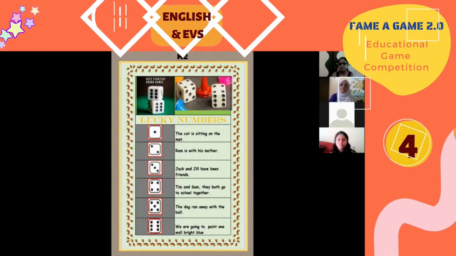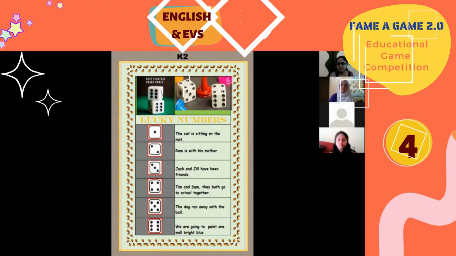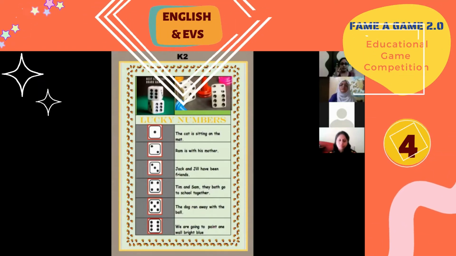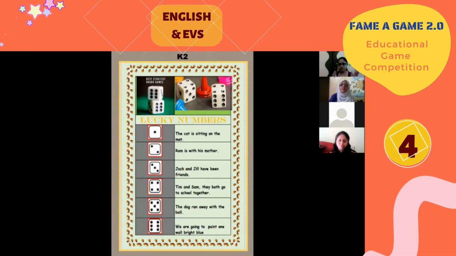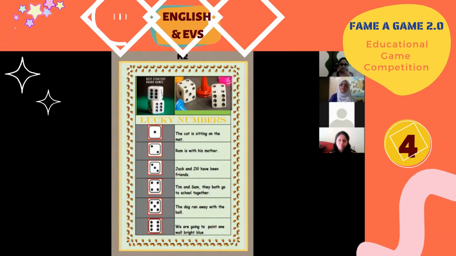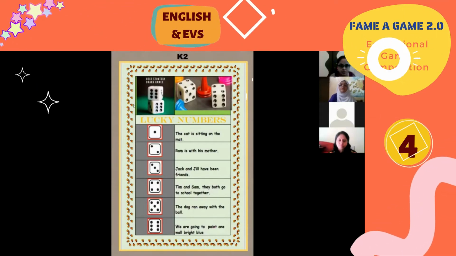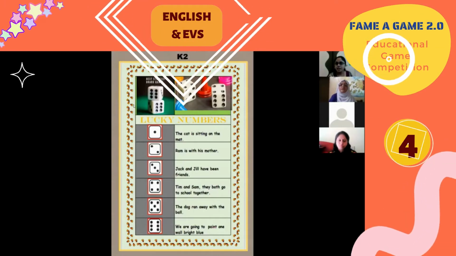This is the offline kind of version. When the school reopens, we will have a physical dice and the child will roll the dice. Now for the online version, I have an online dice, so the child can actually roll the dice. Just give me a minute.